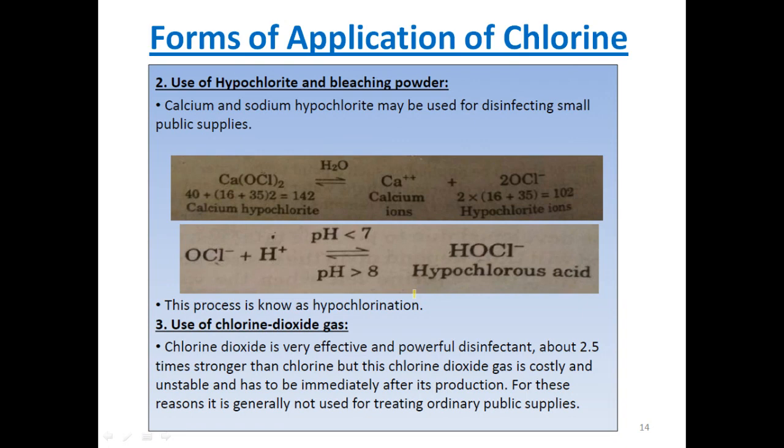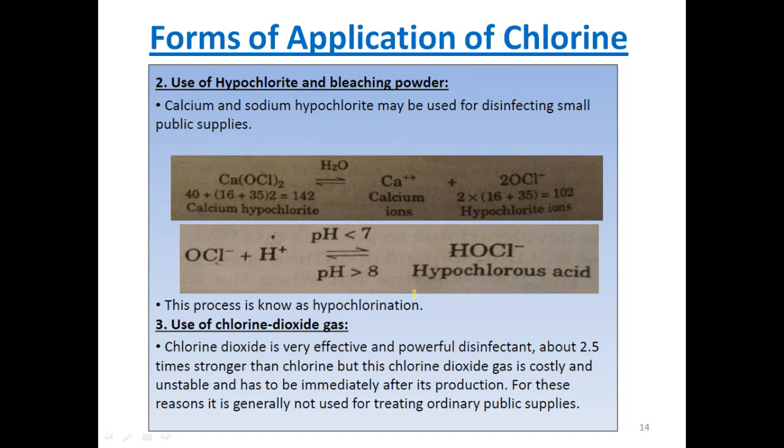Chlorine dioxide gas, ClO2, is a very effective and powerful disinfectant. It is about 2.5 times stronger than chlorine. It is produced by passing chlorine gas through sodium chlorite. The chlorine dioxide gas is costly and very unstable and has to be used immediately after its production. For these reasons it is generally not used for treating ordinary public supplies. However, it may be used for treating waters containing large amounts of organic impurities.